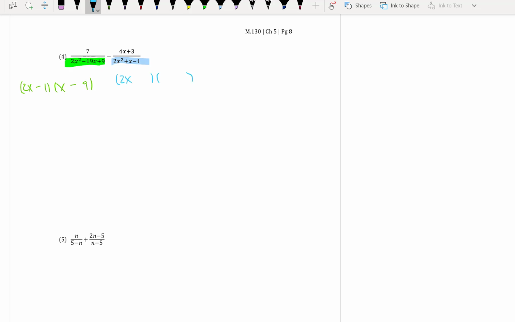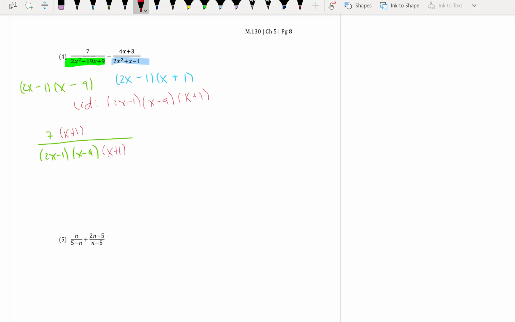So that blue fraction, 2x times x, will give me my 2x squared. And I would have a positive and a negative. Okay, so now that that's factored as far as possible, my LCD, they both have a 2x minus 1 in common. I have an x minus 9, and I need an x plus 1. So for that first fraction, I have 7 over my 2x minus 1, x minus 9, and what I'm missing from the LCD is the x plus 1.